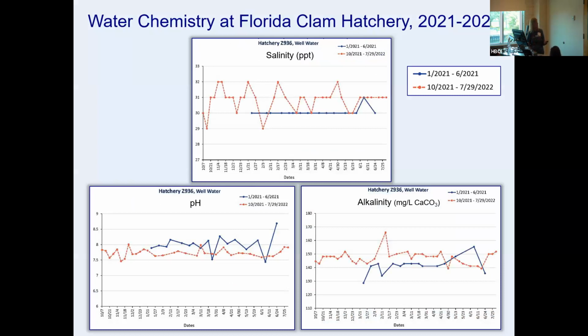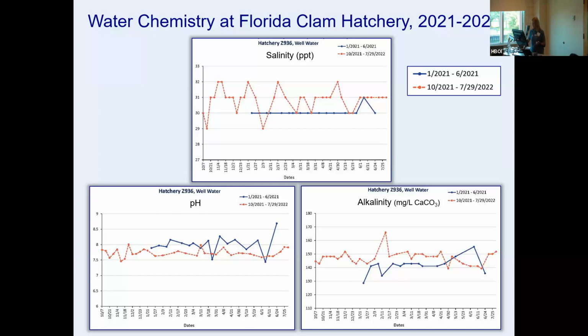All right, so this is the hatchery here. The source water is well water, and you're seeing very steady salinities, varying from 29 to 32 in the second sample year, and then very steady at about 30 in the first sample year.